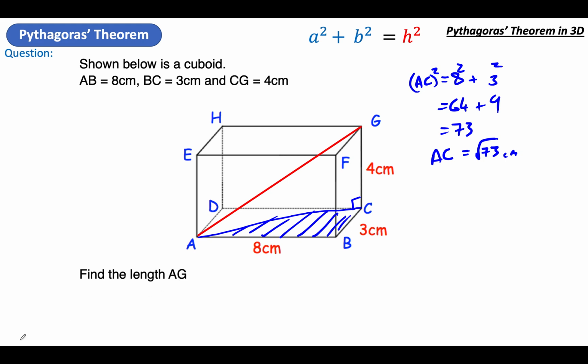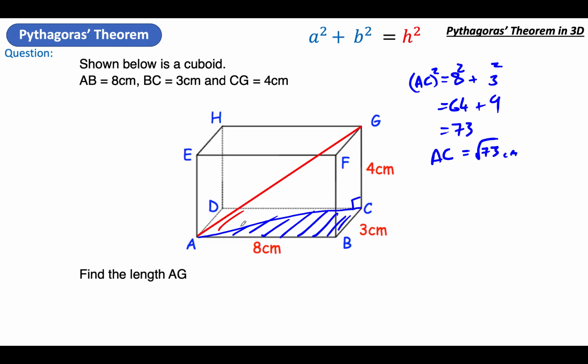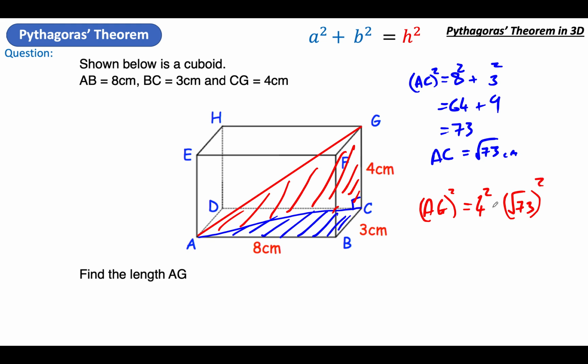So a bit of a change of pen to a red. I'm now going to try and use this triangle that's upright here, stood on its end. Now it's got two lengths. Remember, AG is the thing I'm trying to find now. The upright is 4, and the one across the base there is root 73. Just use it like that. So square one of those, square the other one, add them.